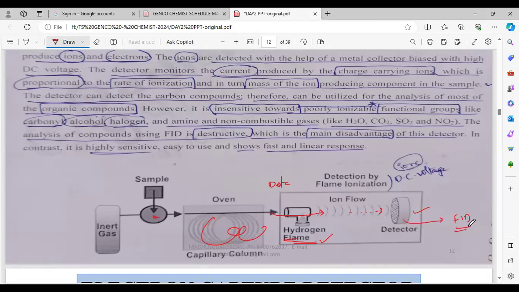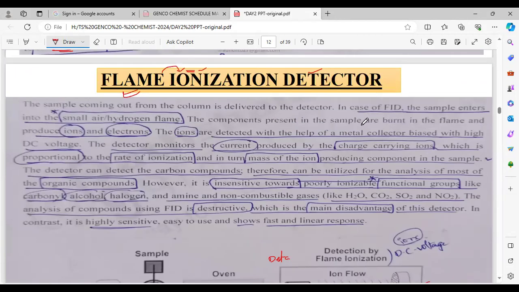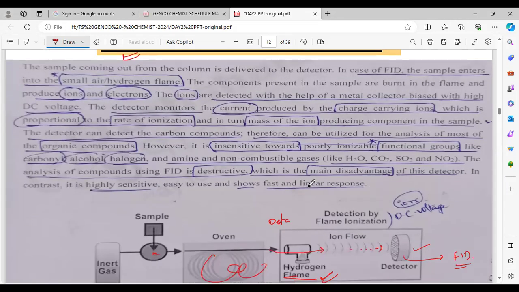So we are keeping this hydrogen flame between the column and the detector. So here hydrogen flame is generally employed in this technique. What is this flame ionization detector? So the same thing is there here. Here I'll read this.